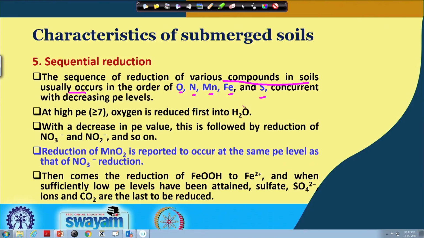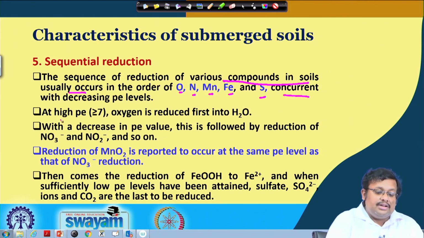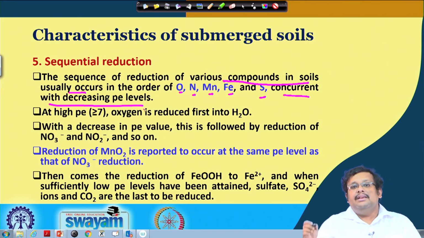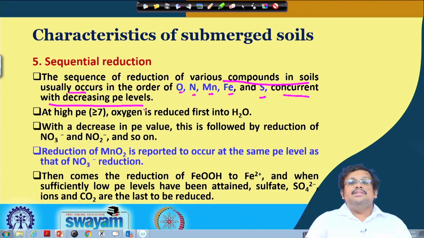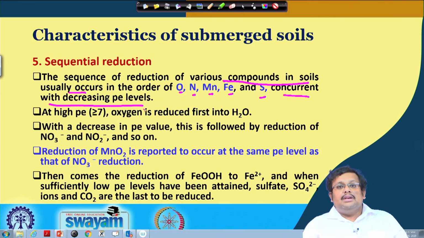So, always oxygen is reduced first, followed by nitrogen, then manganese, then iron, then sulfur, and basically this order is concurrent with decreasing PE levels. So, if you see the PE levels, obviously the PE will be highest in case of oxygen, followed by nitrogen and then manganese and then iron and sulfur and so on and so forth. Remember that at PE value of greater than 7, oxygen is reduced to form H2O, and with a decrease in the PE value, this is followed by reduction of nitrate to nitrite and so on. We will see that in the next slide.